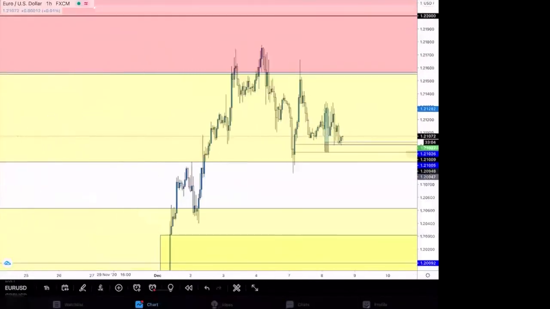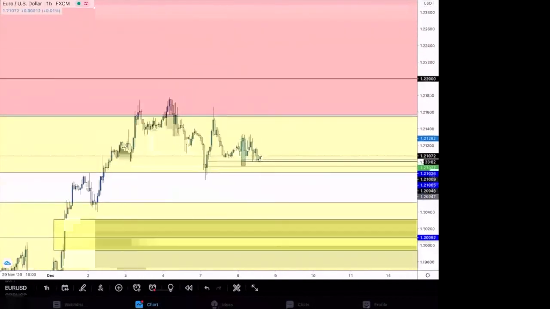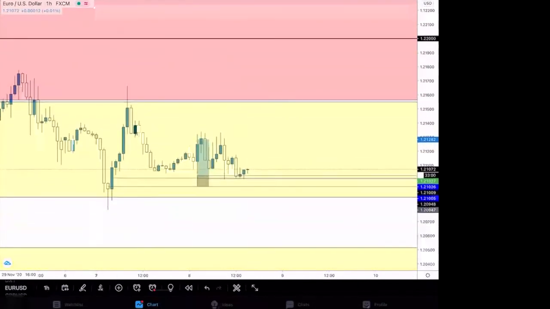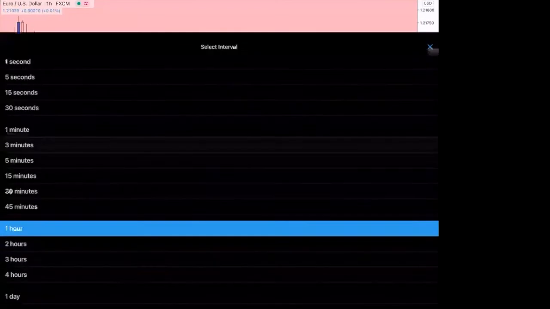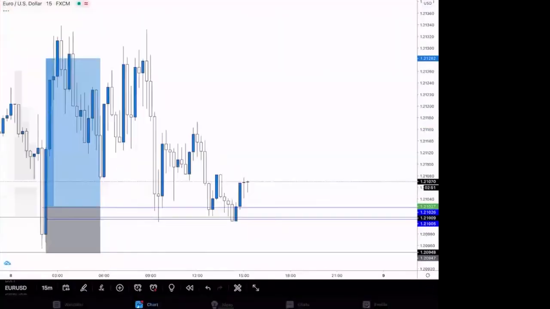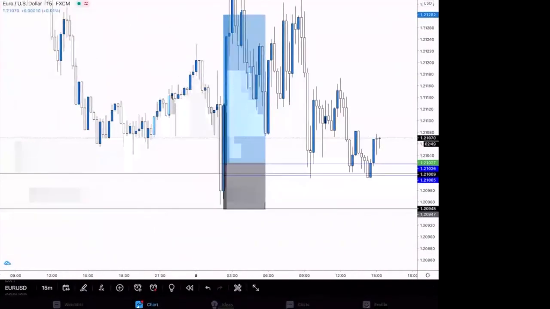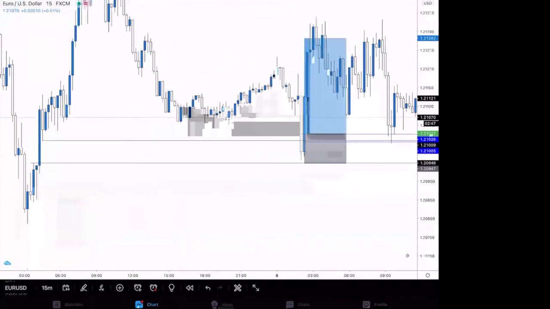Because right now we're inside of the imbalance. We're inside of the imbalance. Let me delete this. See what's really going on. So before I end it, I'm just gonna show a nice little setup that we were looking at last night.